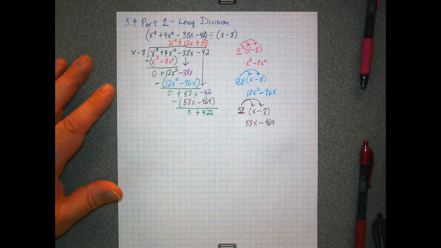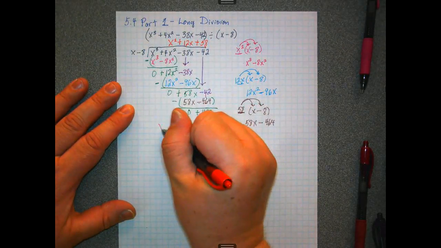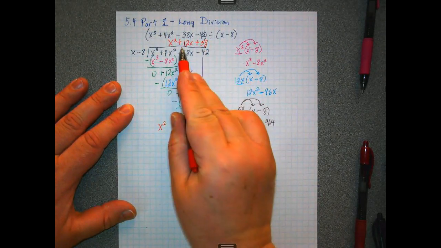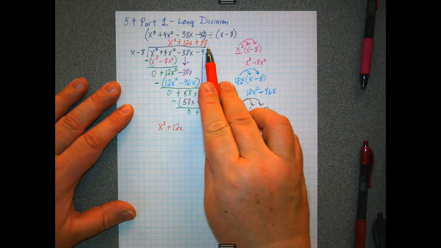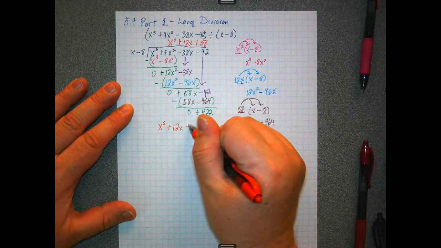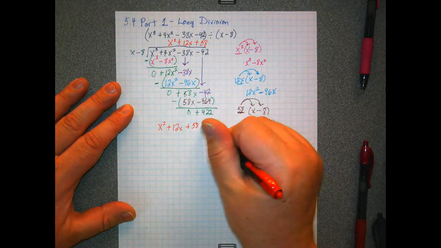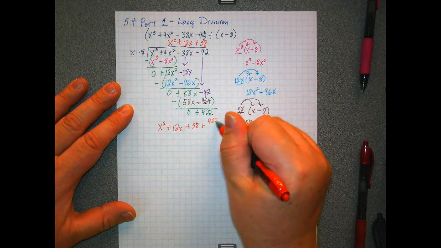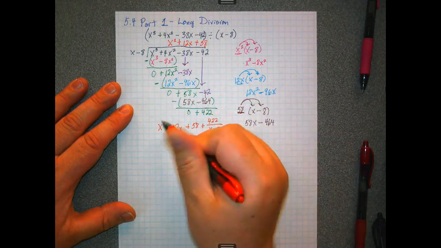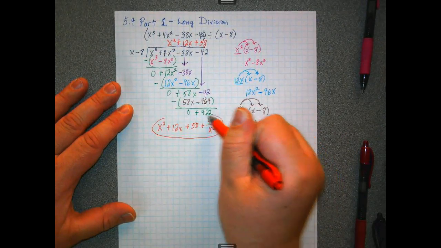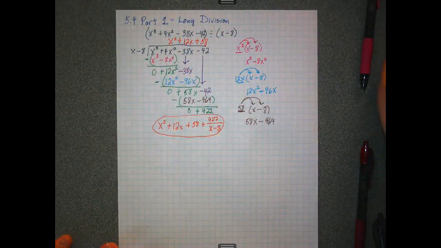So my answer, let's see, I got an x squared plus 12x plus 58. And then I have a remainder of plus 422 over my divisor, x minus 8. Questions?